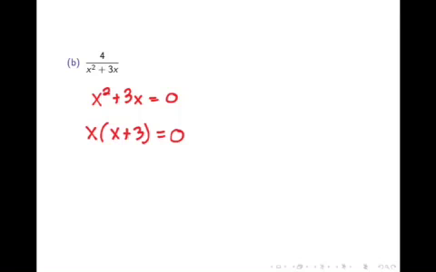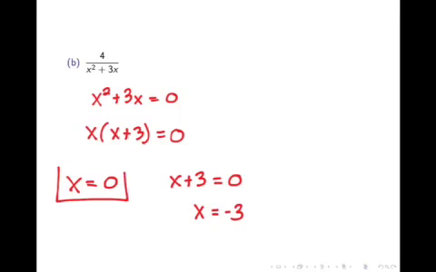So thinking back to when we solved equations like this in chapter 7, the x in the front gives us a solution of x equals 0. The x plus 3, if we set that equal to 0, we get x equals negative 3. So the 2 places where this is undefined are x equals 0 and x equals negative 3. And if you plug those into the rational expression, you will get 0 in the denominator, which again is a bad point.